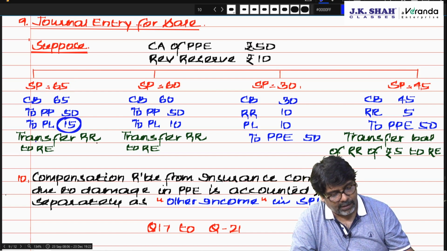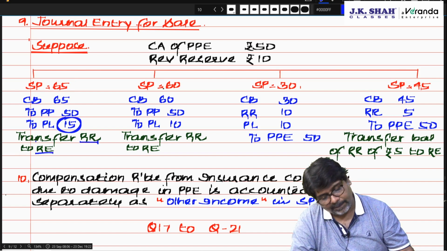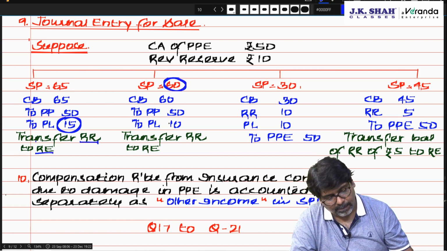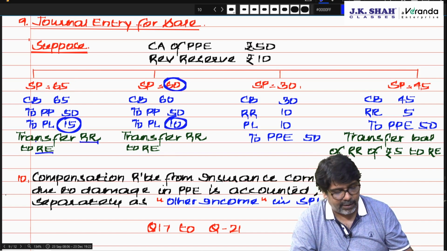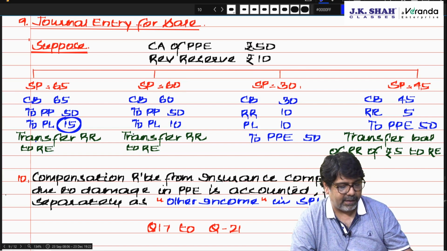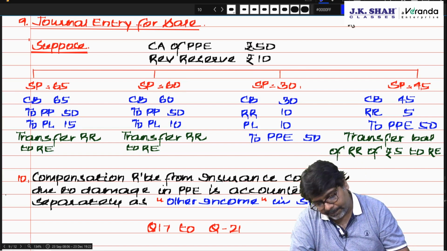Transfer revaluation reserve to retained earnings. Selling price is 60. Profit is 10. Transfer revaluation reserve to retained earnings. Correct?